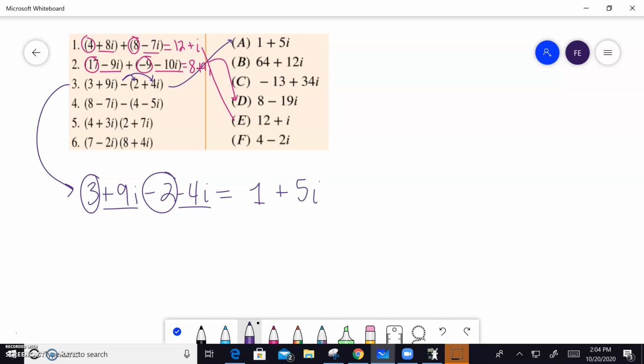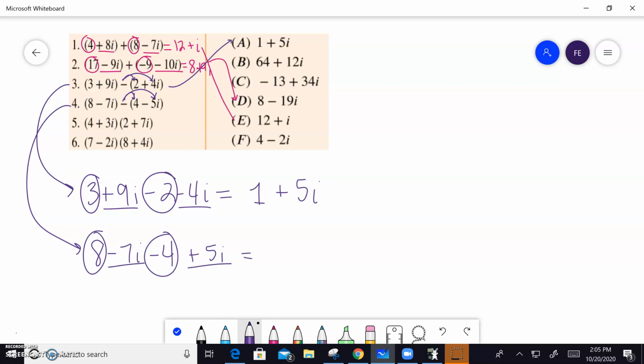And then really quickly, same thing with number 4. The first term, or the first binomial, stays the same. The second one will switch the signs. The 4 becomes a negative. The negative 5i becomes a positive. We're distributing a negative 1, or you are doing the operation of subtraction. Real goes with real, imaginary goes with imaginary, very similar to addition. The extra step is just there for the subtraction piece. 8 plus a negative 4, or 8 minus 4, is 4, and negative 7i plus 5i would give you a negative 2i. So number 4 goes with F.